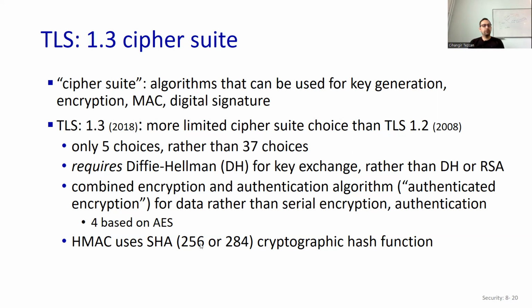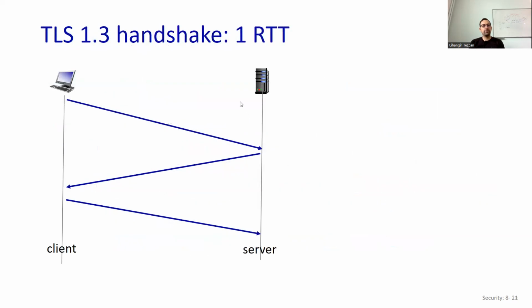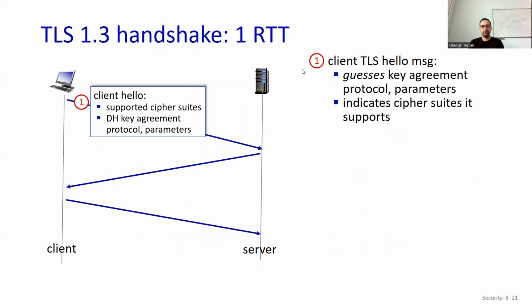HMAC uses SHA-256, or it says 234, but probably this is 384. Okay, a cryptographic hash function. Another typo here. So, the TLS 1.3 handshake: one round trip time. It works like this. The client sends hello, but together it sends supported cipher suites, the Diffie-Hellman key agreement protocol, and parameters.